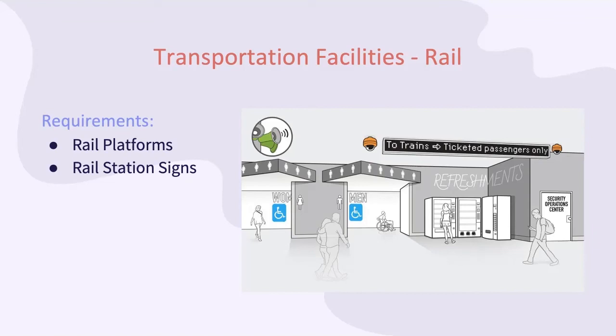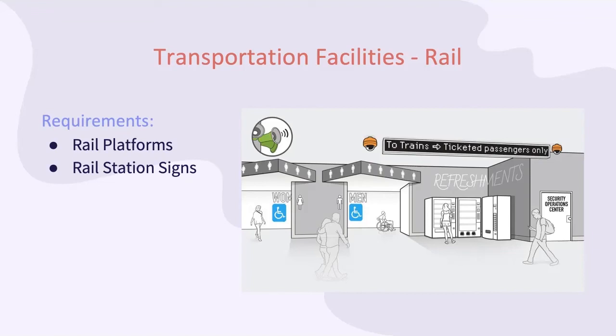And there's a wide variety of applicable requirements for platform and vehicle floor coordination. This means the space between where you get on the train and the space where you are standing before you get on the train. There are various requirements, but generally they have to be at least 8 inches above where the train is. And then rail station signs.